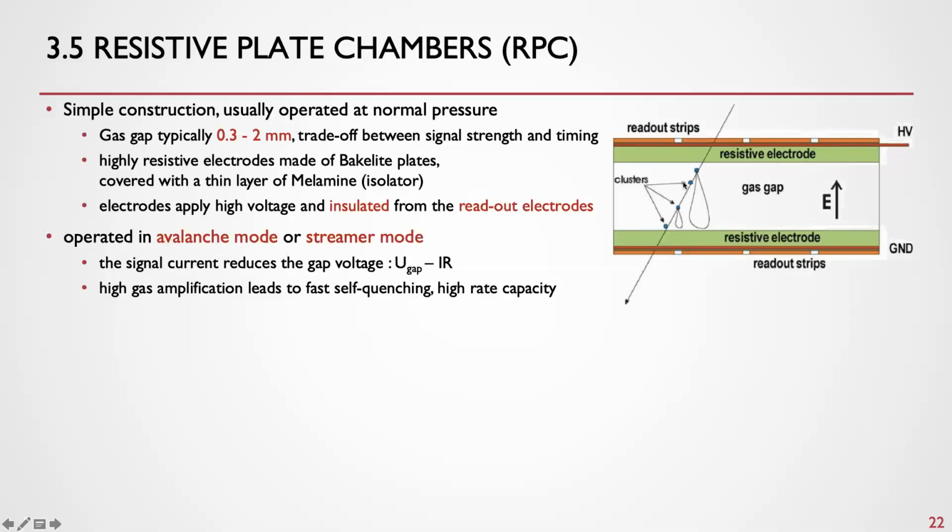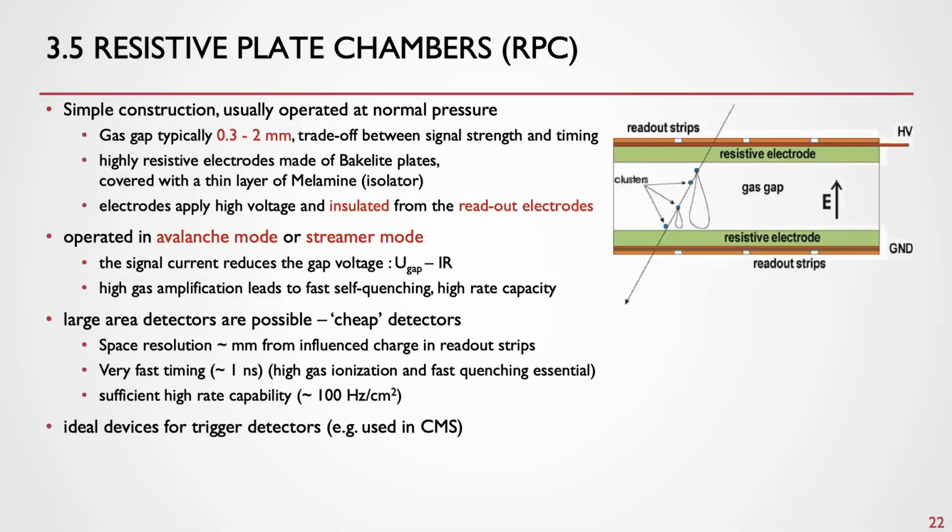one needs high self quenching, because otherwise the discharge would be continuous, and the operational characteristic is very high amplification, typically in the avalanche, or if the quenching is large enough in the streaming mode. These are cheap detectors. Spatial resolution is only millimeters. It depends a little bit on the geometry, of course, of the readout chips.